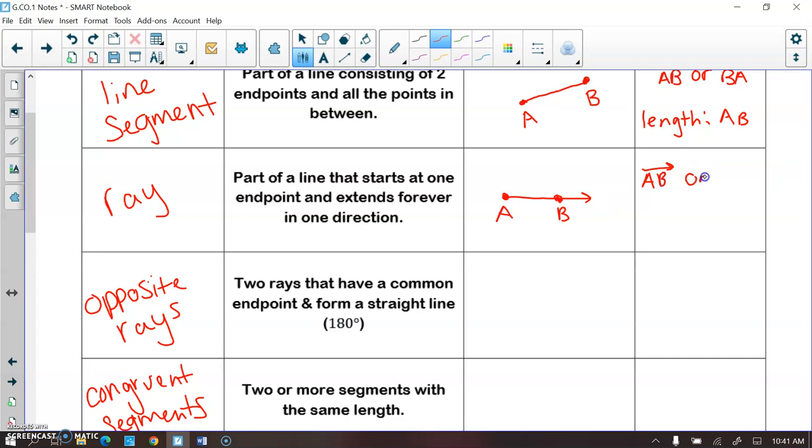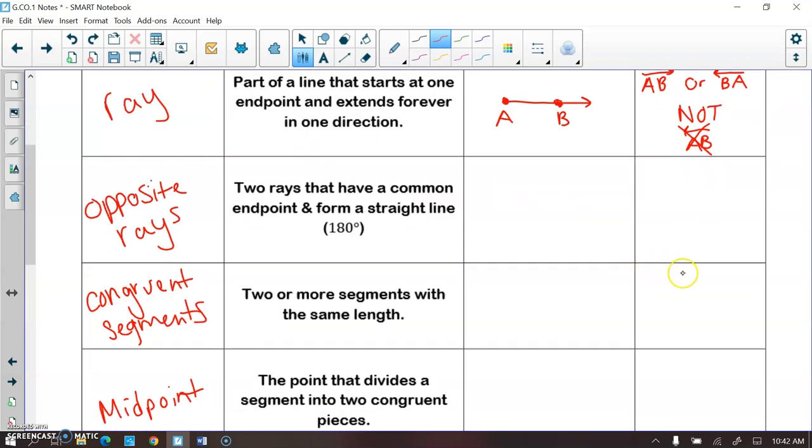So a ray could also be drawn this way. But again, the point that's closer to the arrow, which is B in this situation, needs to be closer to the arrow in your notation. And the endpoint needs to be the starting part of that ray. So you cannot do the name like this. That would not be acceptable. Okay.